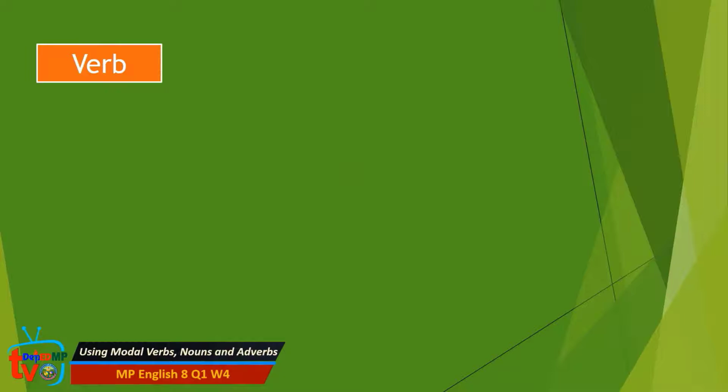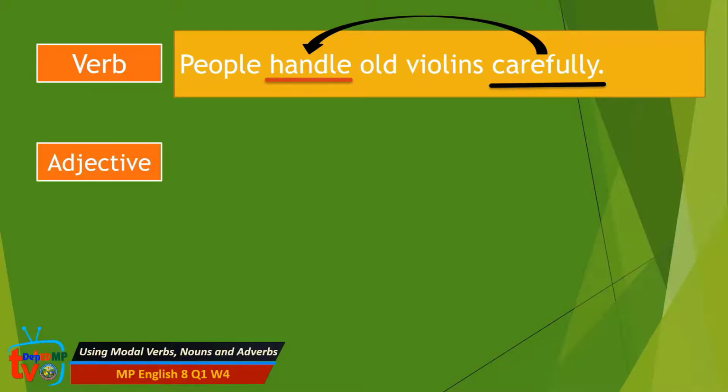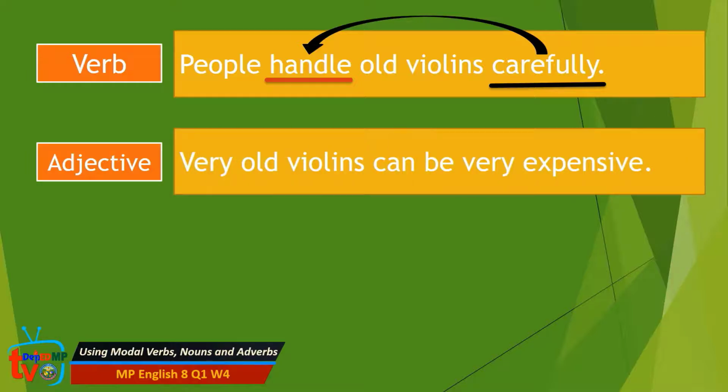An adverb modifying a verb. Example: people handle old violins carefully. Carefully is an example of an adverb which modifies the verb handle. Next one, an adverb modifying an adjective. Very old violins can be very expensive. Very is an example of an adverb which modifies old, which is an adjective. Another example, very is an adverb which modifies the word expensive, which again is an adjective.